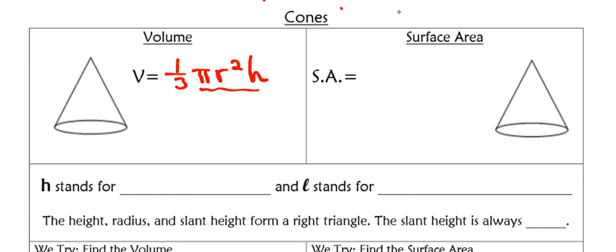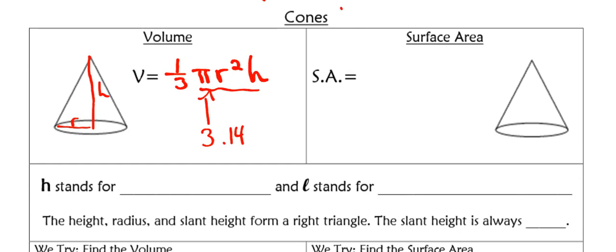When I talk about the radius, the r, that's going halfway across that circle in the bottom, and the height is going straight up and down from the peak to the center. So those are the only two variables that we have in there. We're going to use 3.14 for pi most of the time, just because that is what is used on the SOL.